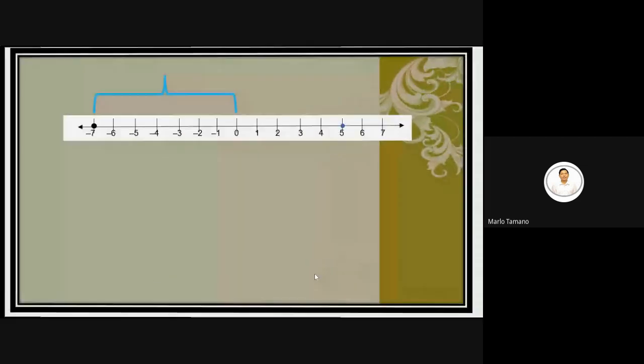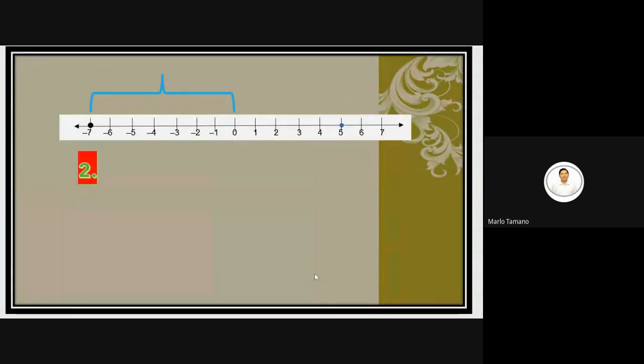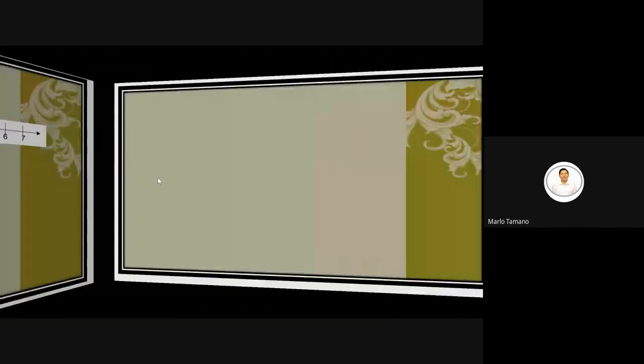Next. Number 2, we have the absolute value of negative 7. From 0 to negative 7, we have the absolute value of negative 7 is 7. Okay? Next.